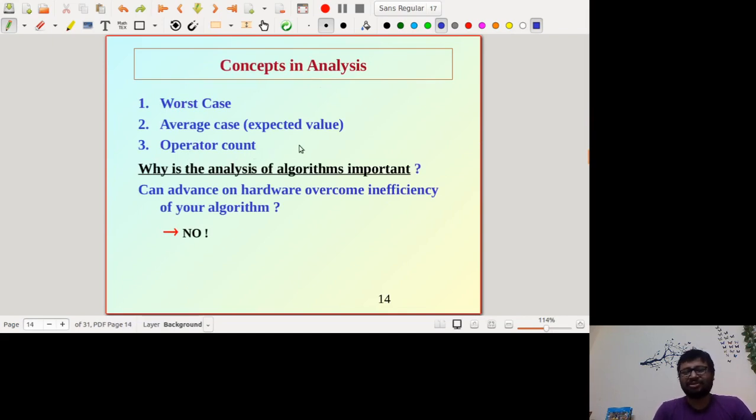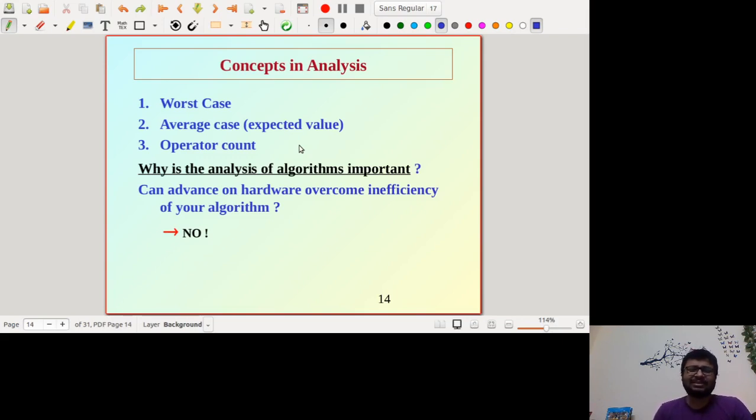Operator count. So for instance, the number of operations that you do. For sorting algorithms, researchers are often interested in the number of comparisons that you perform. You count only comparisons, and that is your measure of complexity, not other computations. Comparison is the only thing that you care about, for instance.